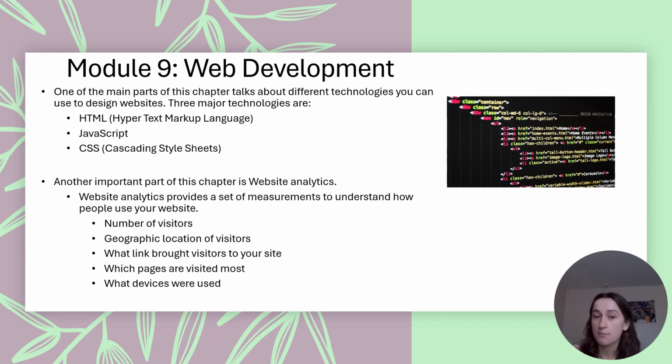So another important part of this chapter is website analytics. Website analytics provides a set of measurements to understand how people use your website. Different measurements on number of visitors, geographic location of visitors, what link brought them to your website, which pages are visited most, and what devices were used. So having this kind of information can help you decide how to organize information and content on your website. It helps you identify where to spend marketing funds and can help you know when to increase bandwidth.